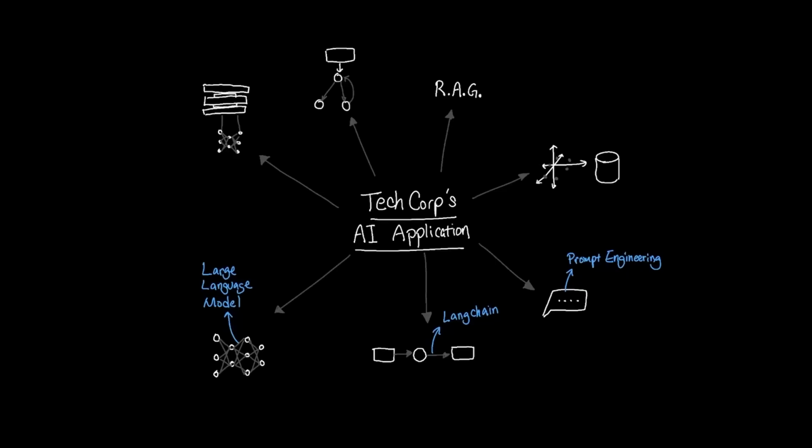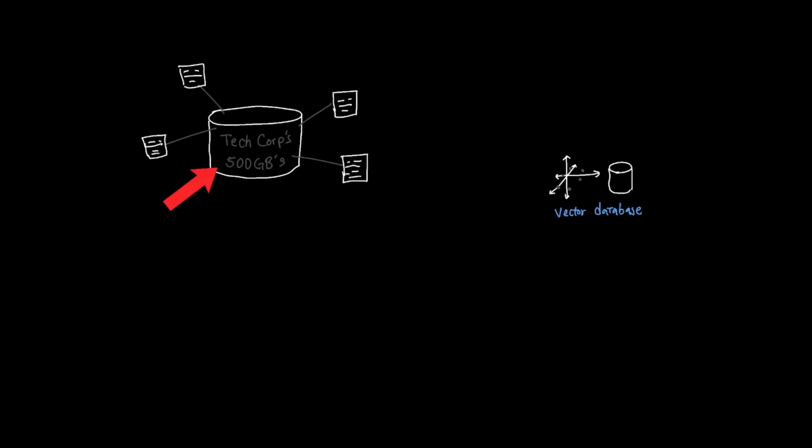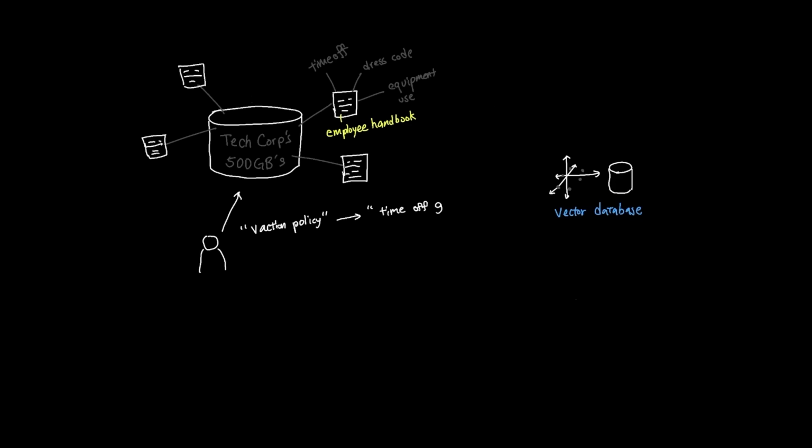So now that we have the LangChain application, we need to be able to search through these large sets of documents. Let's say inside the 500 gigabytes of documents, your company has a document called Employee Handbook that covers policies like time off, dress code, and equipment use. Employees might ask about terms like vacation policy, but miss time off guidelines. While these are common questions that people would typically ask, building a database around this requirement can be tricky.